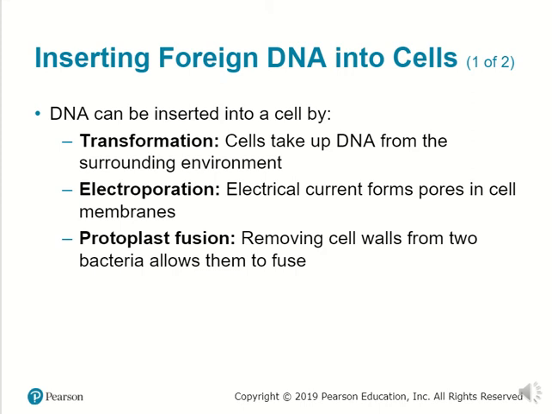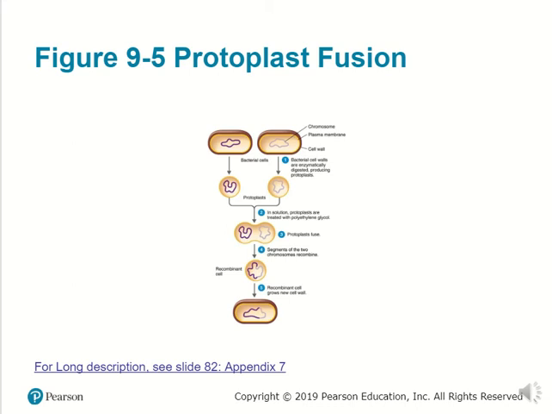And there's also protoplast fusion, which involves removing cell walls from 2 bacteria, in which case it allows their plasma membranes to fuse and thus combine their contents. Such as the case of this diagram showing protoplast fusion, where the cell wall is removed. And after the fusion of those 2 cells, the cell wall will form around the entire new hybrid.